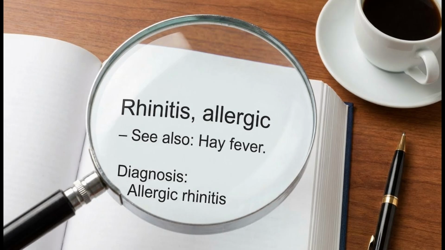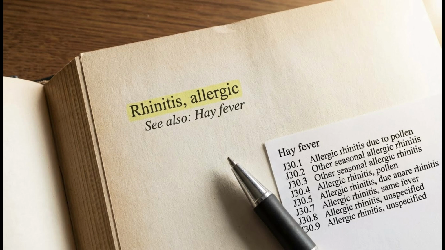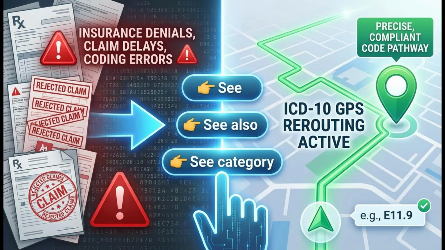Let's look at an example. Diagnosis, allergic rhinitis. When you look up rhinitis, allergic in the index, you might see also, hay fever. This means the system wants you to double-check if the patient's condition aligns more specifically with hay fever, which may give you a more accurate, more detailed code. And here's the key. If you ignore these cross-references, you risk choosing the wrong code. Insurance denials, claim delays, coding errors, they often start right here. So whenever you see also, see category, follow it every single time.